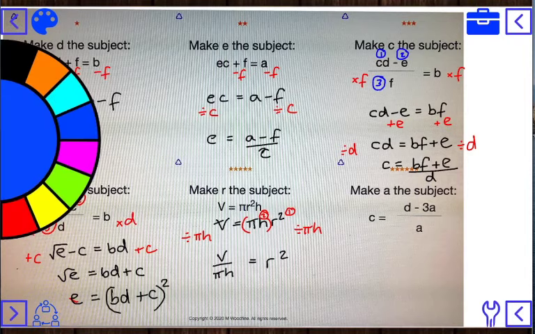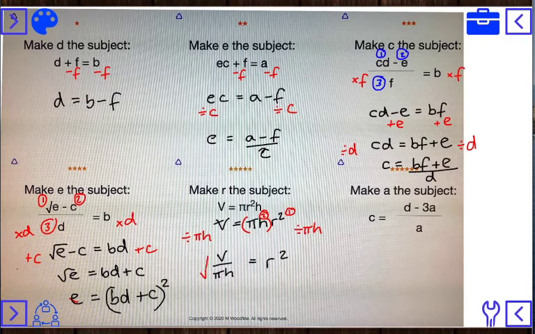In order to be able to rearrange this next bit, I need to take the square root of both sides, and this would then give me the square root of v over pi h is equal to r. Quite a tricky one.